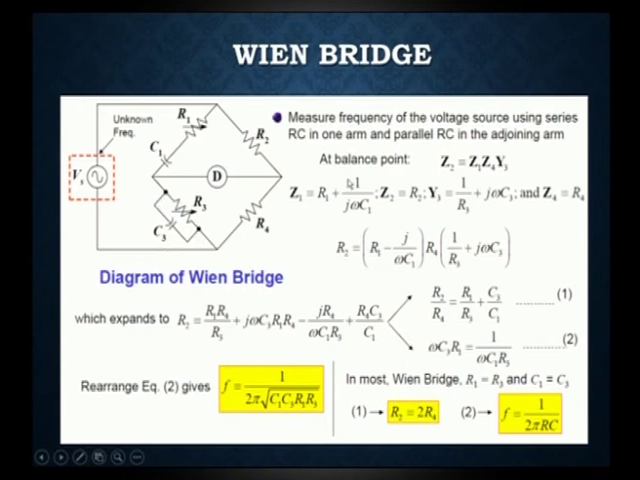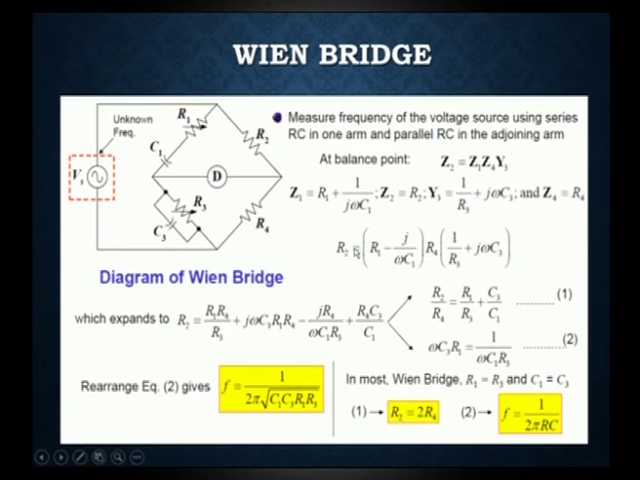At the balance condition, which is the point we need to remember, Z2 is equal to Z1 Z4 divided by Y3, which is the condition for the Wien bridge. Z1 is equal to R1 plus 1 by jωC1, Z2 is R2, Y3, the value of the parallel RC circuit, is equal to 1 by R3 plus jωC3, and Z4 is the R4 value.